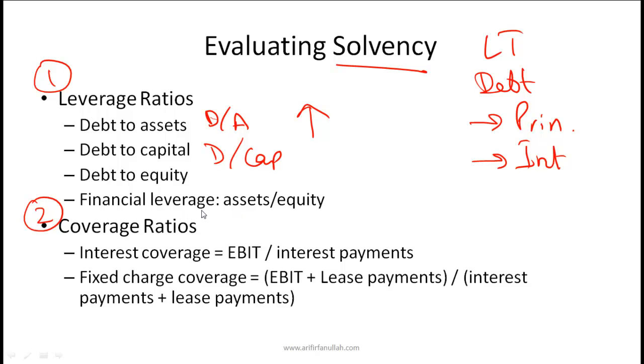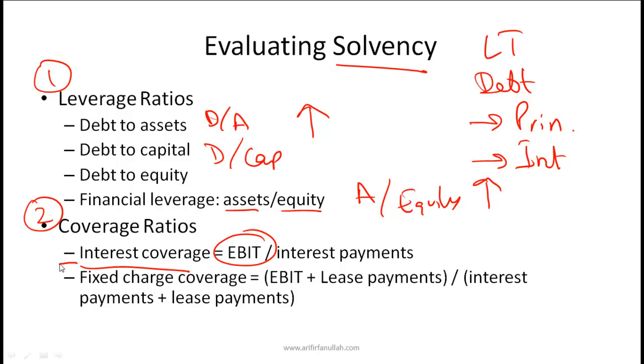Financial leverage refers to assets divided by equity, and again, if a company has taken on a lot of debt, then the equity number will be small relative to assets and the ratio will be high. So that can be potentially dangerous if this leverage is too high compared to the industry. The other kinds of ratios that are extremely important are called coverage ratios. The most basic ratio is the interest coverage ratio, which is EBIT, operating income, divided by interest payments.